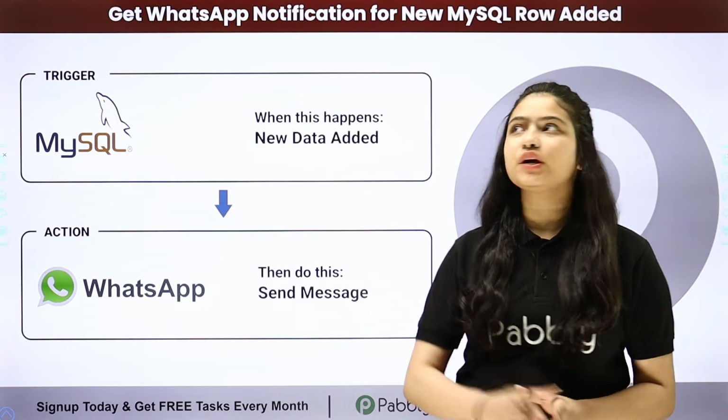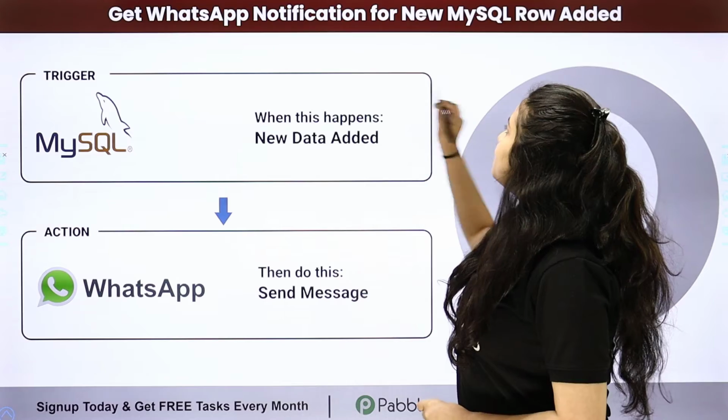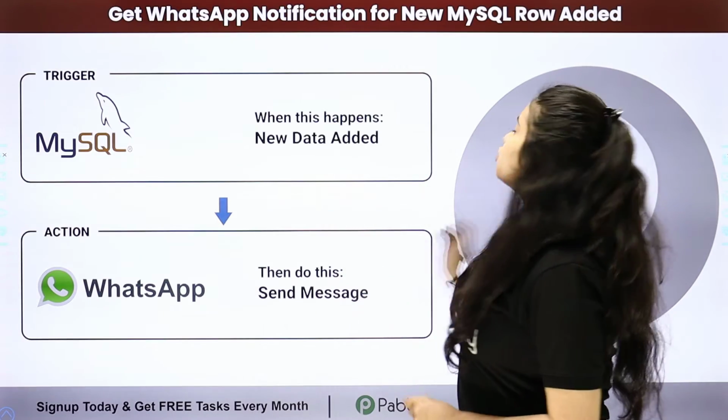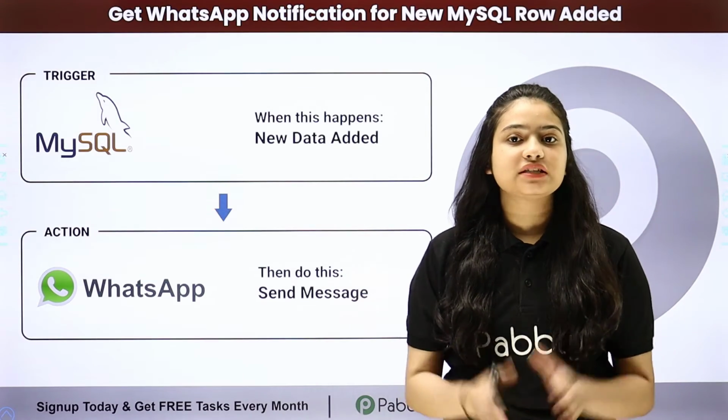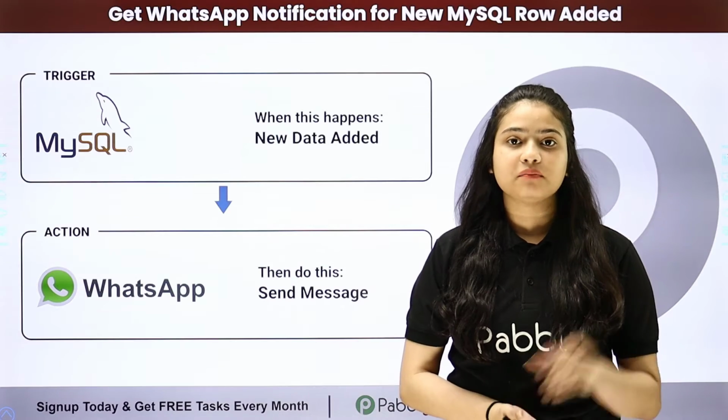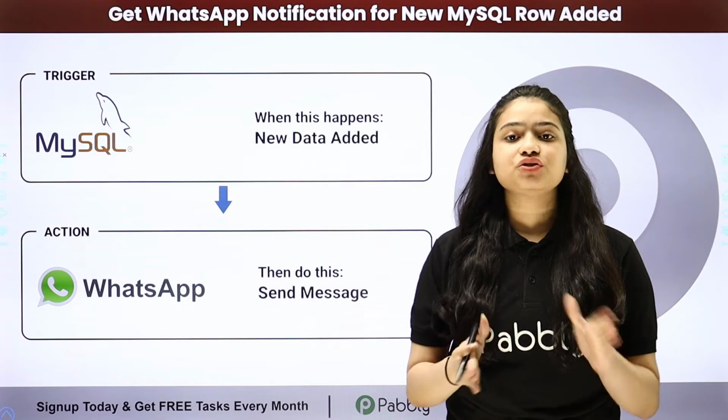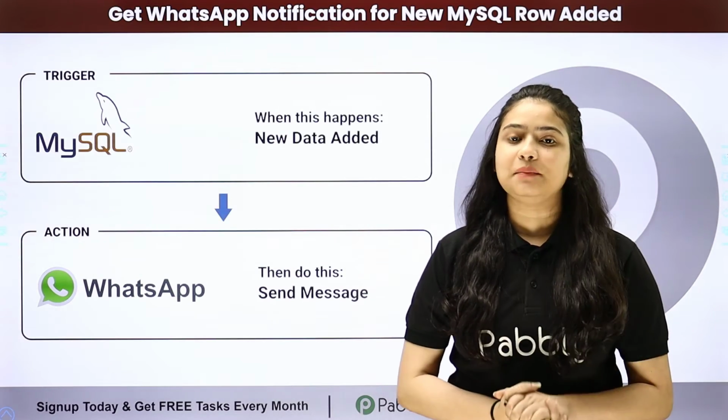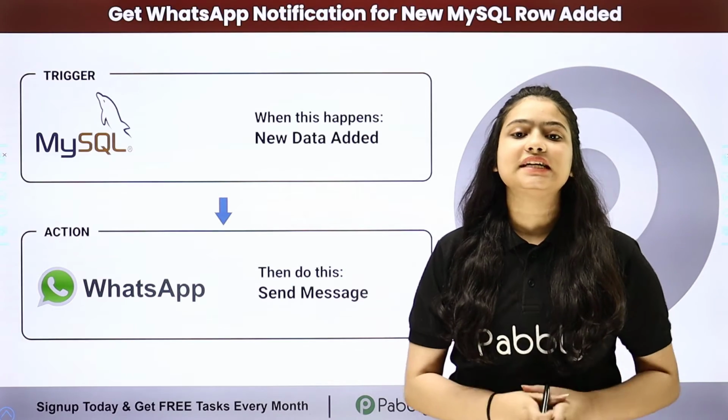In this video, we are going to learn how to get WhatsApp notification for new MySQL row added. Here my objective is that as soon as new data is added in MySQL, I should automatically receive a WhatsApp notification for that same data. So how are we going to automate this entire process?